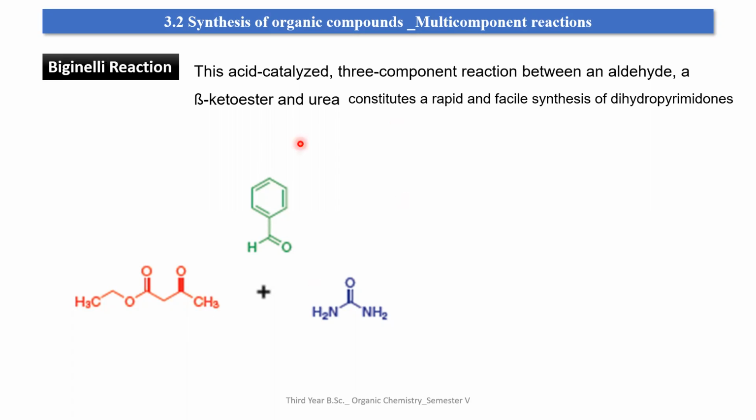So when these compounds react, they constitute a rapid and facile synthesis of dihydropyrimidones. You can see here that this type of product is going to be formed. A cyclic reaction is there and they form dihydropyrimidones, right?